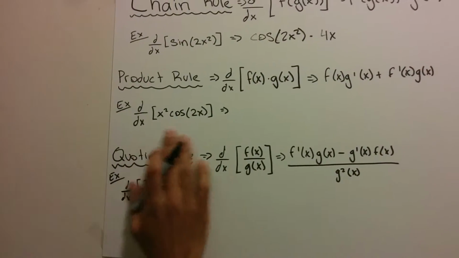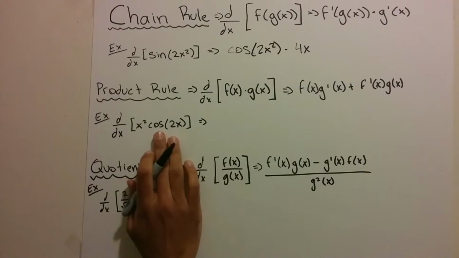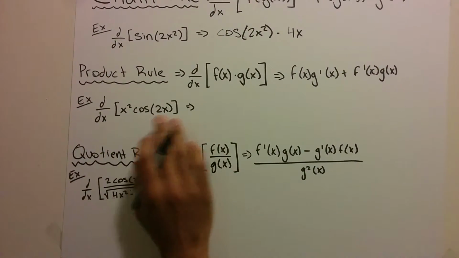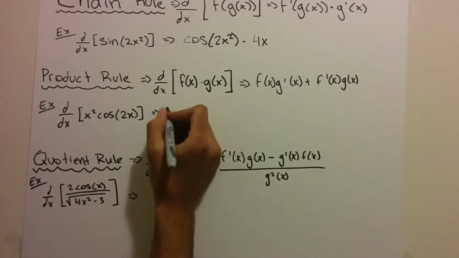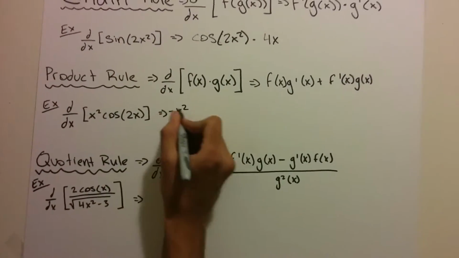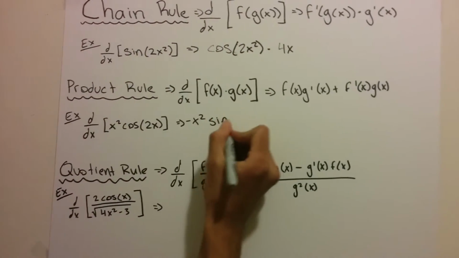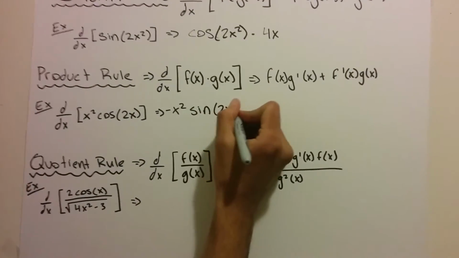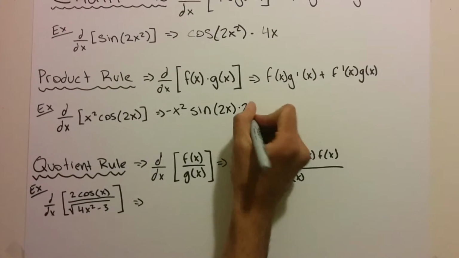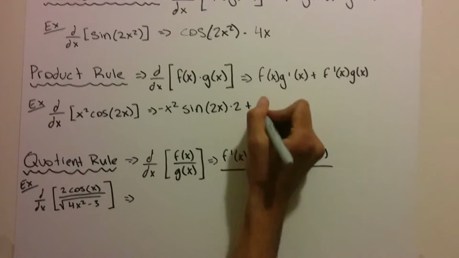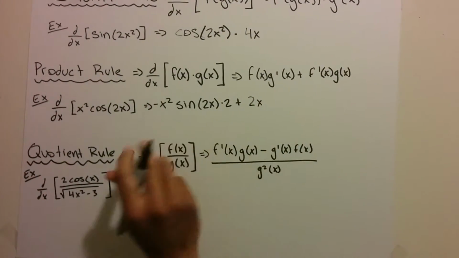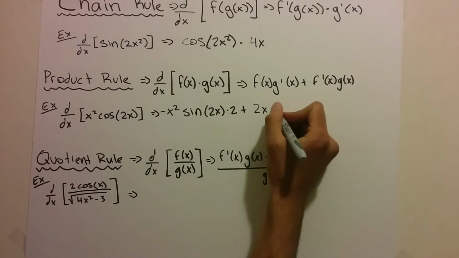So our example involves x squared times cos 2x. To find the derivative of that, it would be x squared times negative sine 2x, and we use the chain rule here for 2x, times 2, plus f prime x, so 2x times g of x, which is cos 2x.